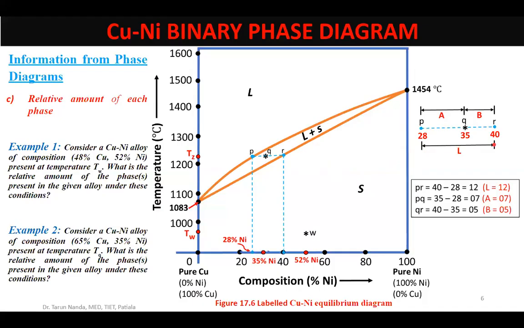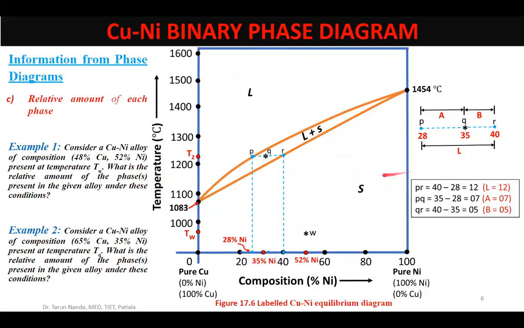And why is it called inverse lever rule? Because if you are interested in finding out the relative weight of liquid, leave the arm towards that liquid phase and take the inverse arm, take the opposite arm. So what would be the percentage weight of liquid? The percentage weight of liquid would be QR, that is one of the arms, over the entire length, that is PR. So this would be QR, which I have designated as B, over complete length, which is L. So it would be B by L into 100.